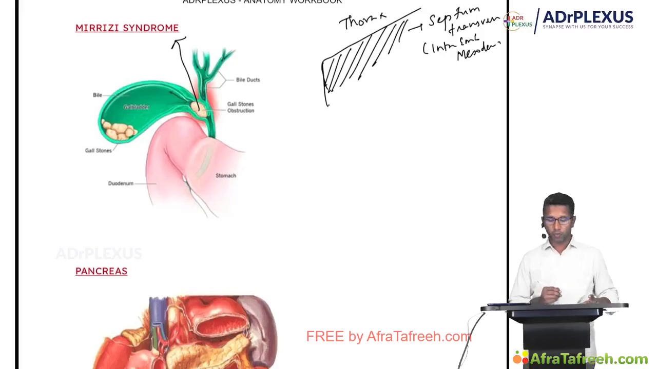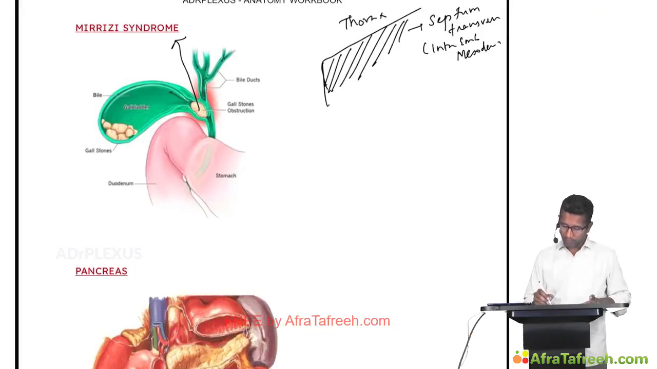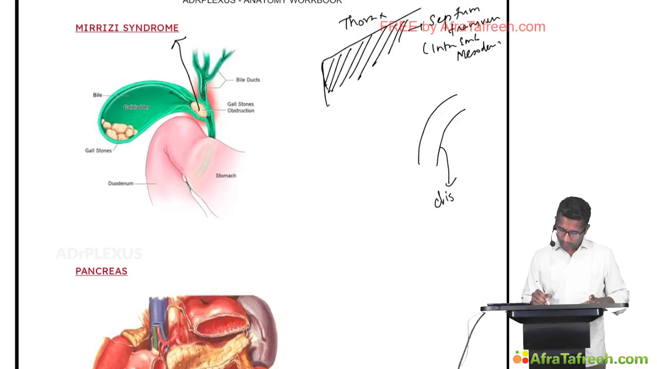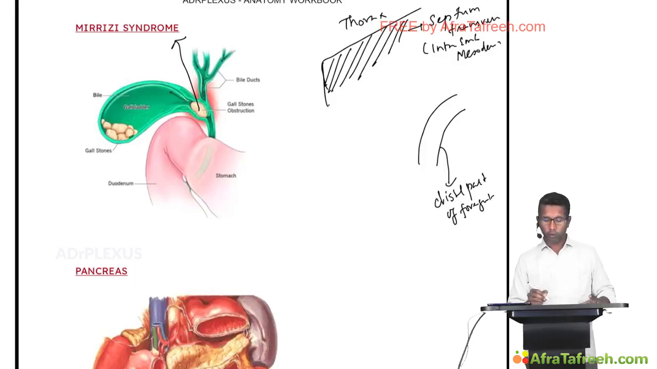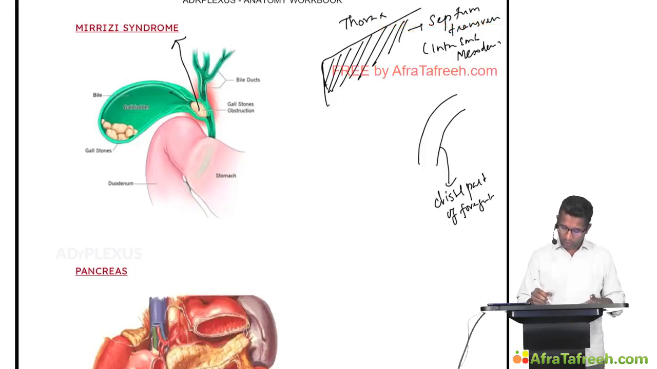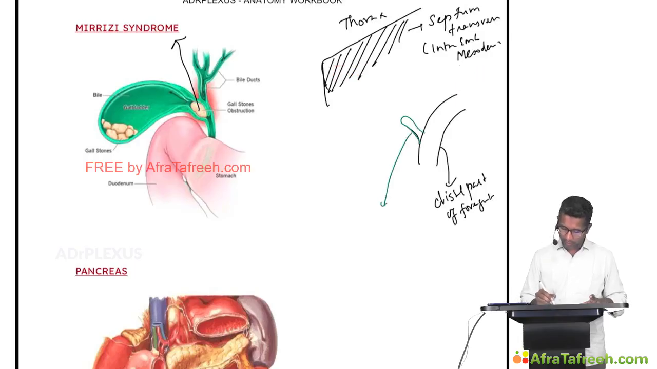So what happens is, from the distal part of the foregut, let us consider this is the distal part of the foregut, an outpouching starts. On the right side an outpouching arises. This outpouching is called the hepatic bud.